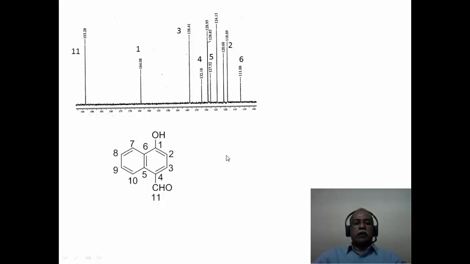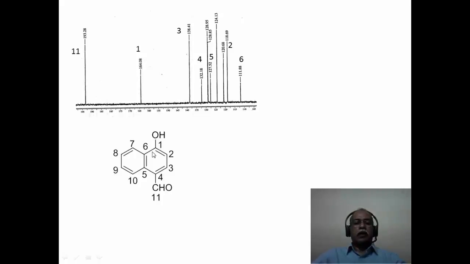One can also assign the carbon-13 spectrum. C11, which is the aldehyde carbon, comes at 193 ppm or so. Then comes the carbon which is ipso to the oxygen. Oxygen is an electron withdrawing functional group. It is directly attached to oxygen, this carbon, that normally comes between 150 to 165 ppm.